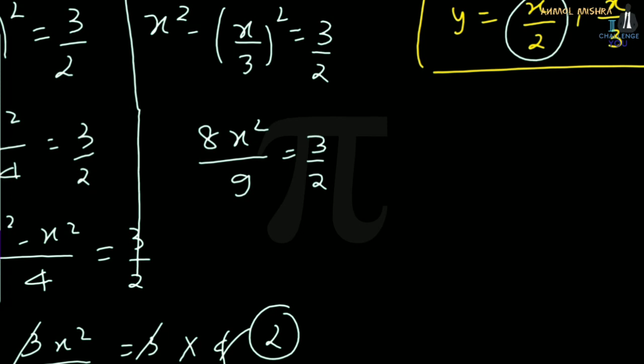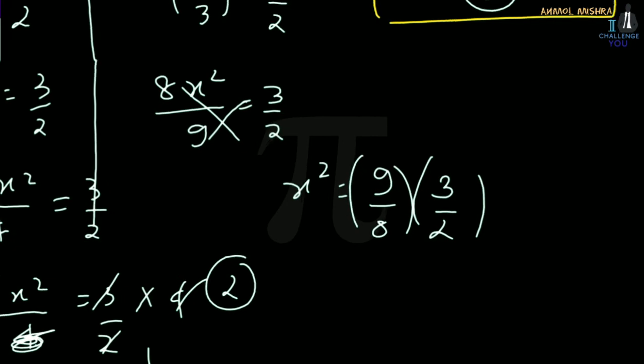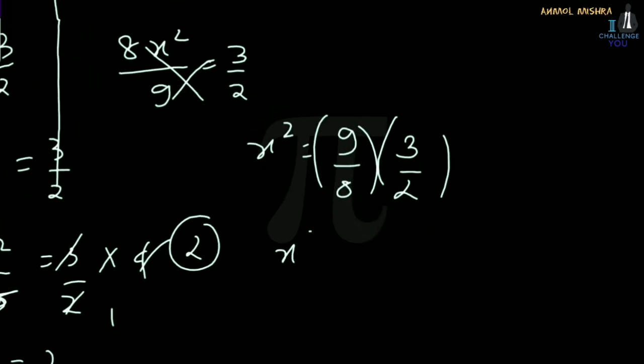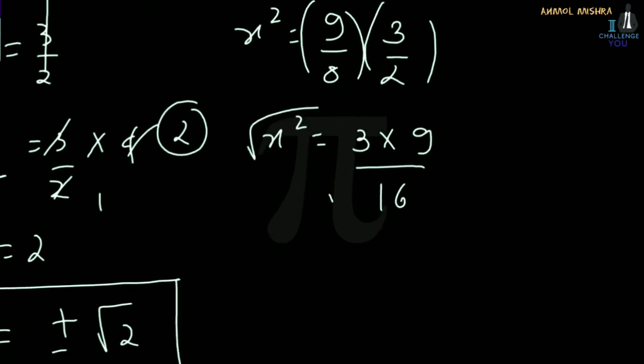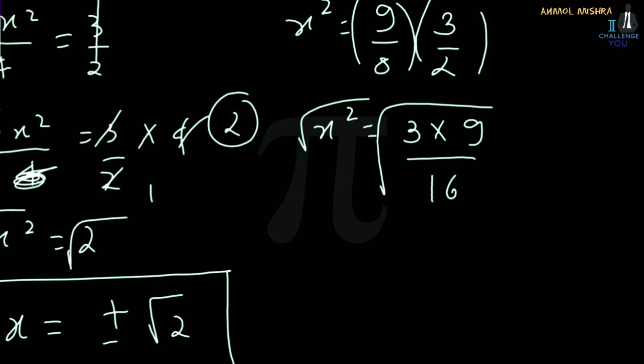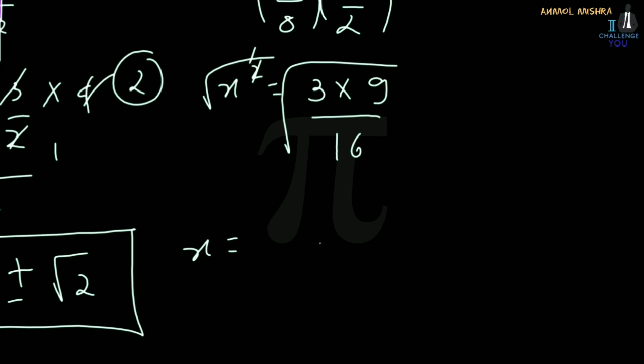Now we will shift these constants over here, so x square is equal to 9 upon 8 into 3 upon 2. 9 and 8 like this way, and 3 upon 2 that was already present. So now we can see x square is equal to 3 into 9 upon 8 into 2, that is 16. Now taking the under root on both sides, as we have done over here, square and under root cancel, so x is equal to square root of 3 as it is, square root of 9 is equal to 3, and square root of 16 is equal to 4.